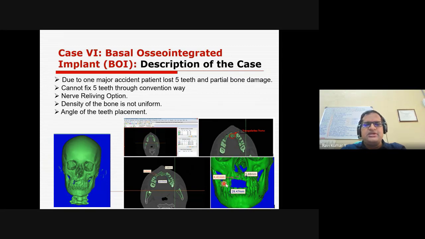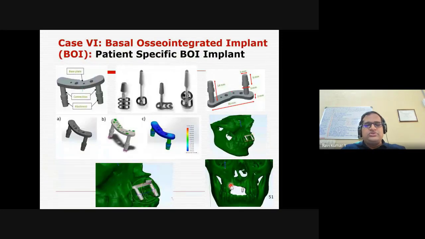And we need to attain the nerve relieving also here. That is another requirement from the surgeon side. So this is what I am talking about. If you have support, then you can make use of 4 or 5 implants and fix them. But you have hardly any bone support. So what we have done is design an indigenous implant here.